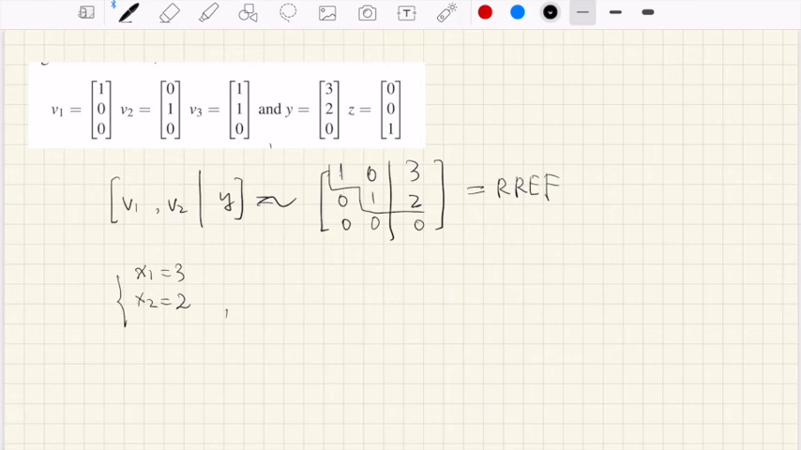What does it mean? That means because there's no free variable, this is a unique solution. That means y can be captured by using 3 steps of v1 and 2 steps of v2.